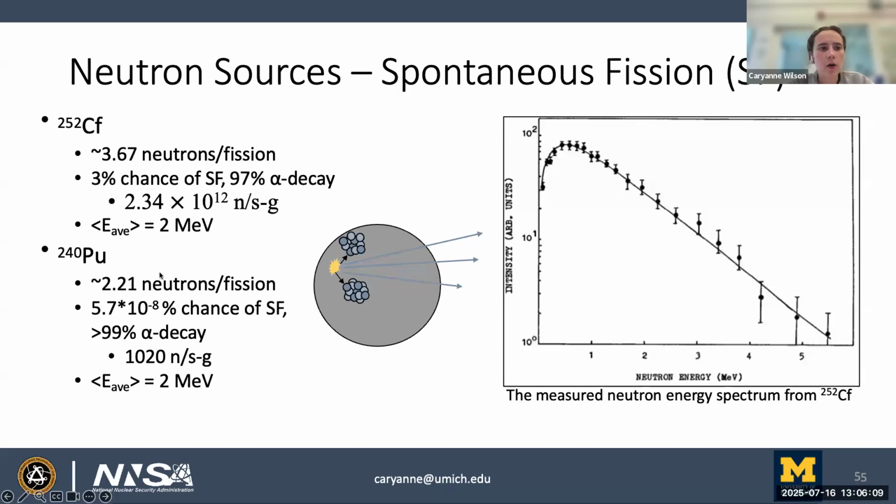There's usually a very small percent chance that these isotopes undergo spontaneous fission. The rest of the time, they're typically alpha decaying. For Californium, this is a 3% chance. Then from this chance and from the number of neutrons per fission, you can get the average neutron rate per gram. And that's the same with plutonium-240 as well.